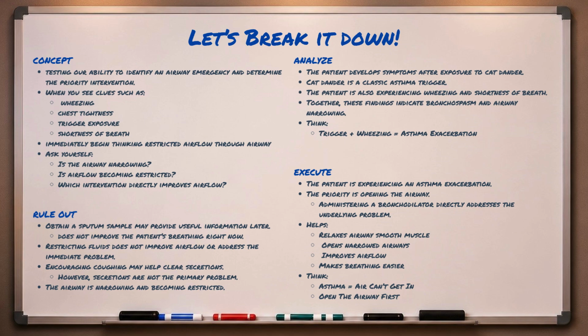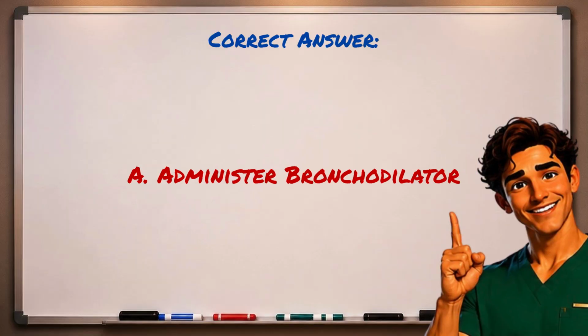Let's go ahead and execute. Bronchodilators relax airway smooth muscle. The airway opens, airflow improves, and the patient's breathing becomes easier. That makes this our priority action. The correct answer is A, administer bronchodilator. Remember, asthma means air can't get in, so open the airway first.